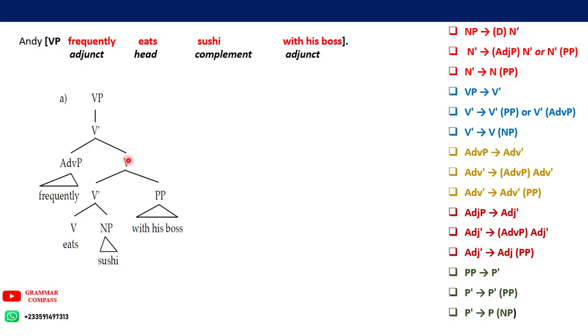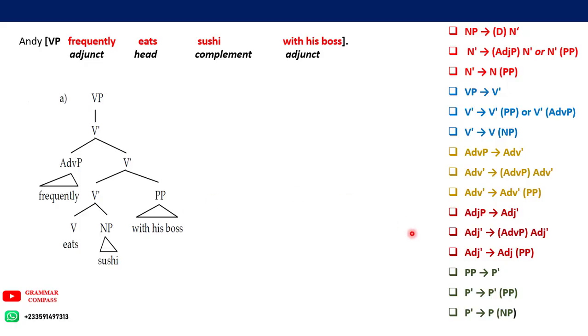Now, are the adjuncts finished? No. We have another adjunct, with his boss, which means we need another V bar, because adjuncts are sisters to a V bar. So whenever you have adjuncts, then you are going to have a bar level. So we have our V bar, which should be sister to the adjunct that we are dealing with, which is with his boss. Do we have any other adjuncts again? No. It means we can't repeat the bar levels. We are done. So we move on to the complement rule.